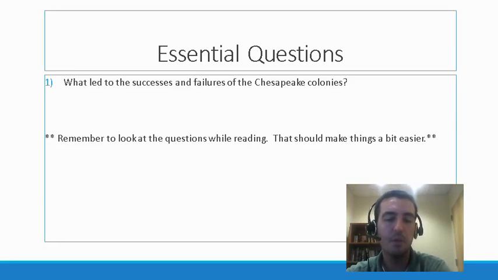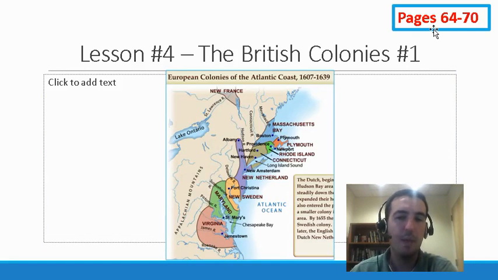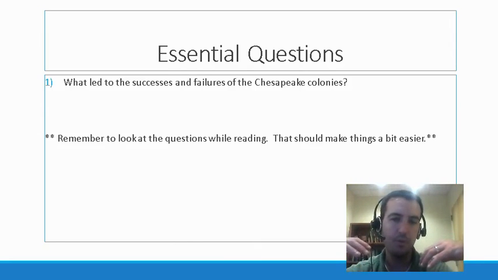As always, remember to look at the questions while reading. It makes things a bit easier, but remember to also make sure you're reading all of the material. Something that's a little bit different in this lesson, which focuses on pages 64 to 70: you're going to see headings within the reading. Every heading, the part of the textbook that's in bold black font, there's going to be a question for each heading.